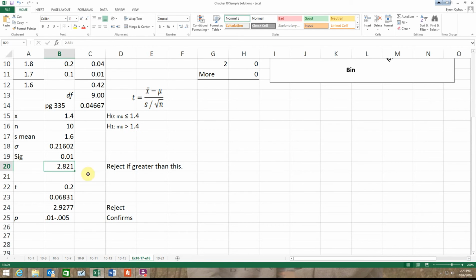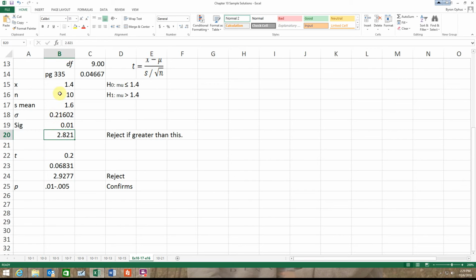Okay, so I do the math, and I won't bore you with the math. I got 1.6 minus 1.4. Right, standard error of the mean down there I've calculated. I divide those, I end up with 2.97. So I reject the null hypothesis, and I accept the alternate, that it is greater than.